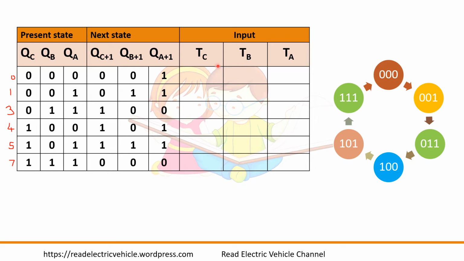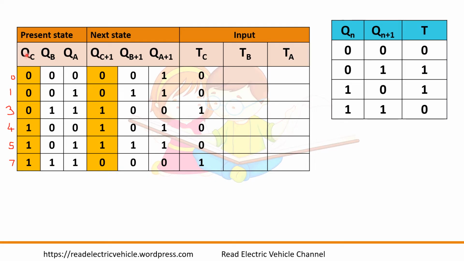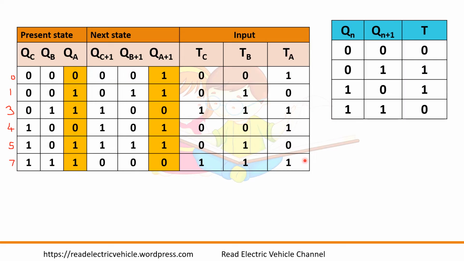Now we can fill the input table. So if QC and QC plus 1 both are 0, 0, T should be 0. So like this we can fill it up. For QB also, 0, 0 it is 0, 0, 1 it is 1. Like that we can fill up for all the 3 flip-flops.